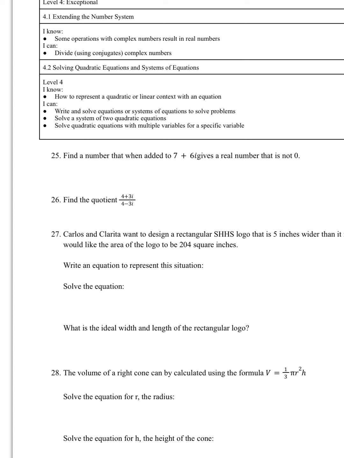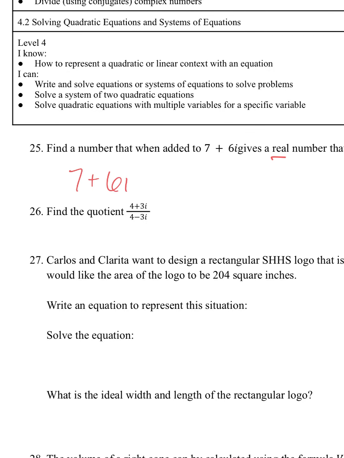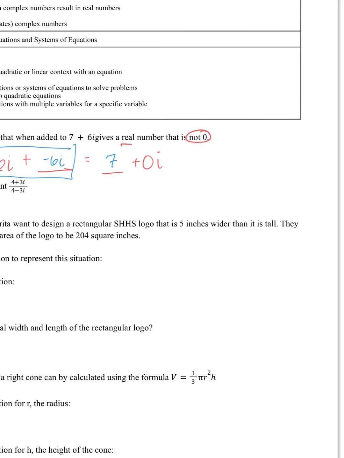So find a number that when added to 7 plus 6i gives a real number that is not 0. So we need it to be real and we need it to be not 0. So we're going 7 plus 6i plus something equals something plus 0i. Because to be on the real number line, you can't be in that coordinate plane with anything imaginary components. So really all we have to do is figure out something that makes this add up to 0i, which would be negative 6i. And then you would have 7 plus 0i.